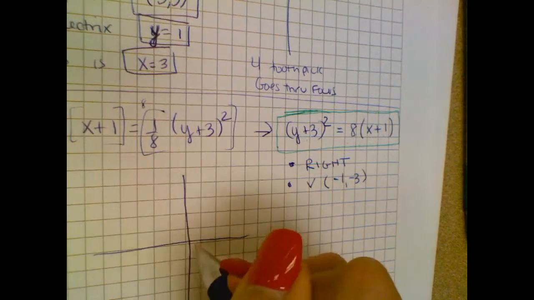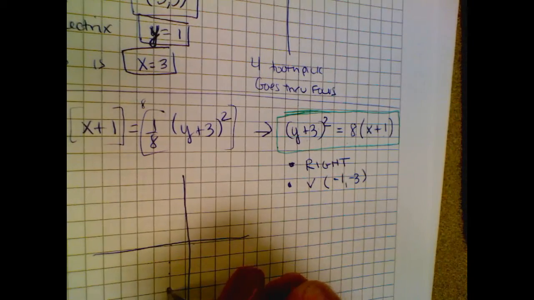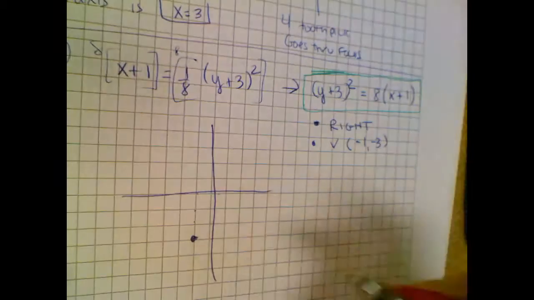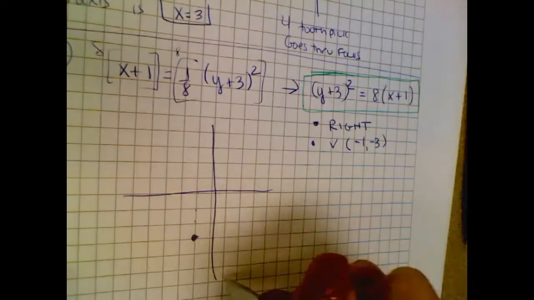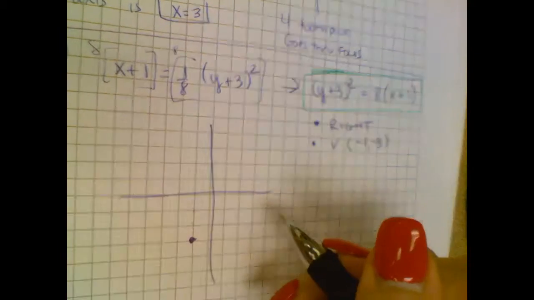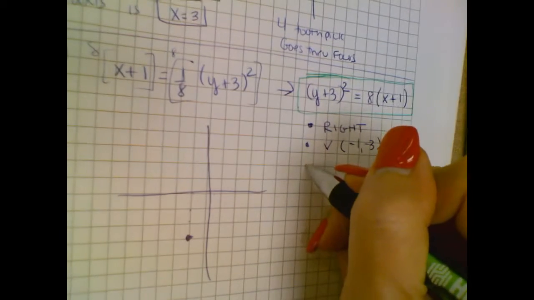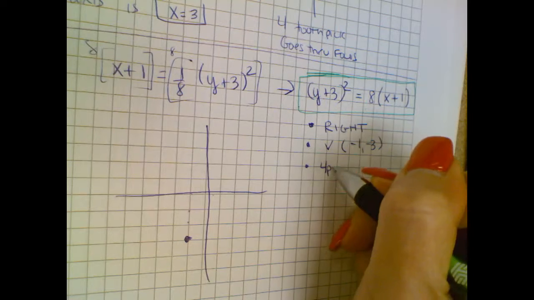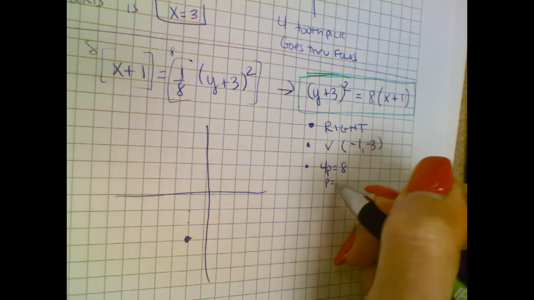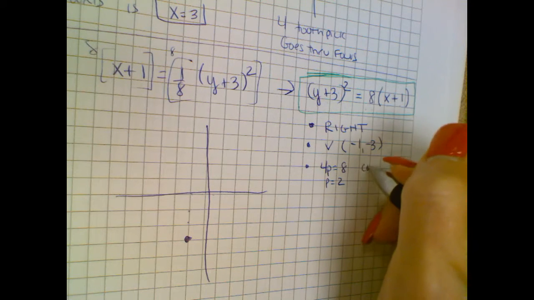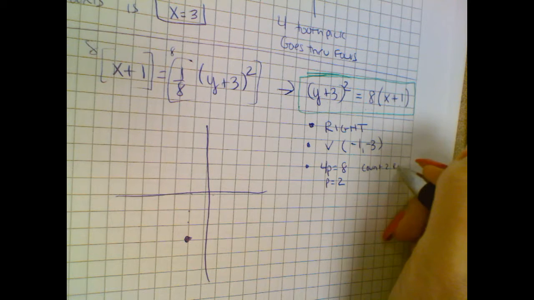I could draw a straight line. -1, -3. So there's my vertex. And it's going to the right. So we're going this way. Going to the right. Nothing on the sides of the directrix. Second thing I'm going to do is I'm going to set 4p equal to 8 and say that p is 2. So we're going to count 2 right.